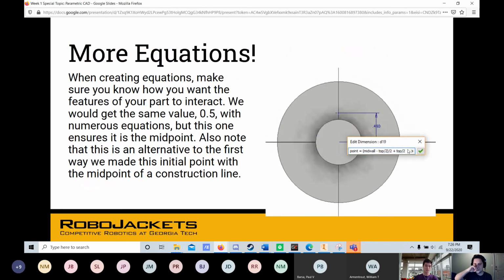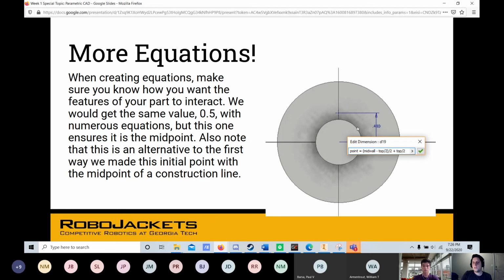Next slide. So when you create equations, just make sure that you know how you want that feature of your part to interact. We could get the same value of 0.5 with numerous equations, but this one ensures that it'll always be the midpoint of everything, okay? Also note that this is an alternative to the first way that we made this initial point, which is the midpoint of a construction line.